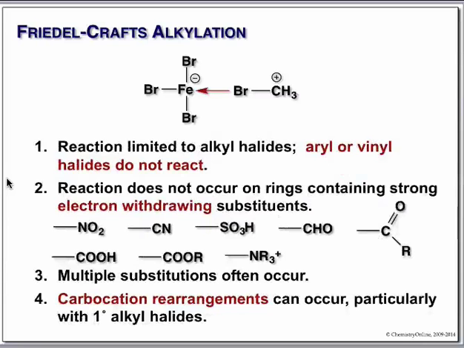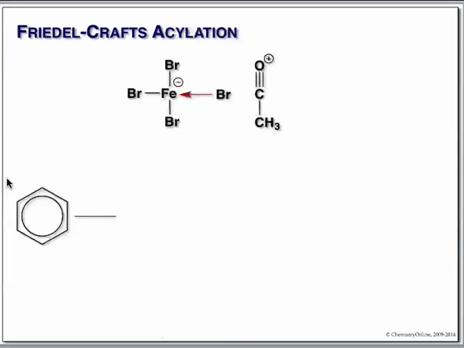And finally, because we have a carbocation-like intermediate here, we can get rearrangements. This is a real bummer because it makes putting straight chains on the benzene ring very difficult. We can get around some of that using the Friedel-Crafts acylation.